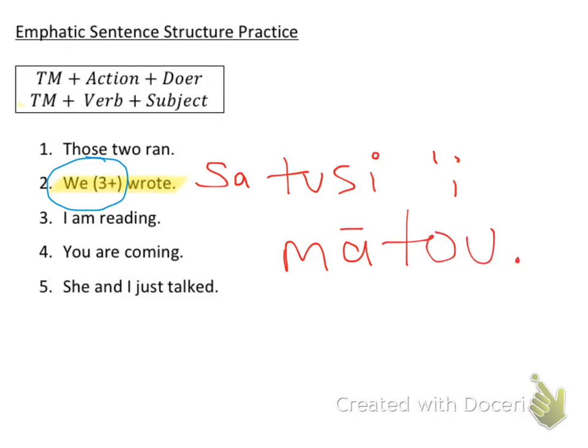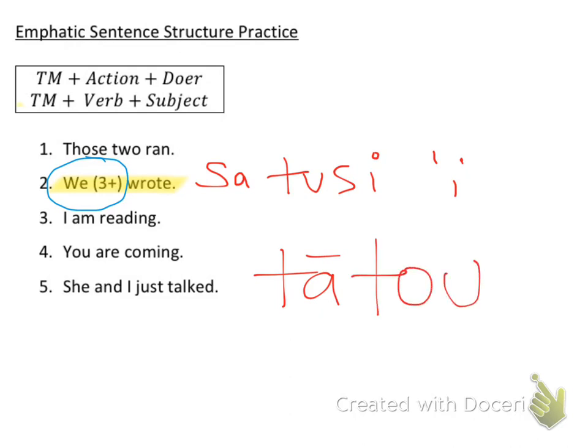So I could write it like this, sa tusi imato, and again, this is the exclusive version of we. The mato is saying whoever you're talking to, you're excluding that person. You're saying, my family and I are writing, or something similar to that. And if you wanted to include the person you're talking to, then all you would do is change the very beginning of that to a T. So it'd be I tato. So you and I, or all of us, are writing. That is what, or all of us wrote in this specific case.